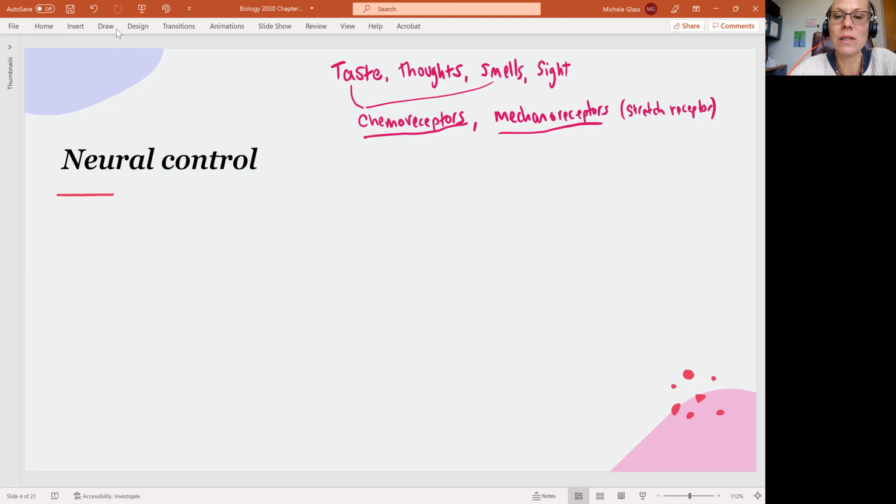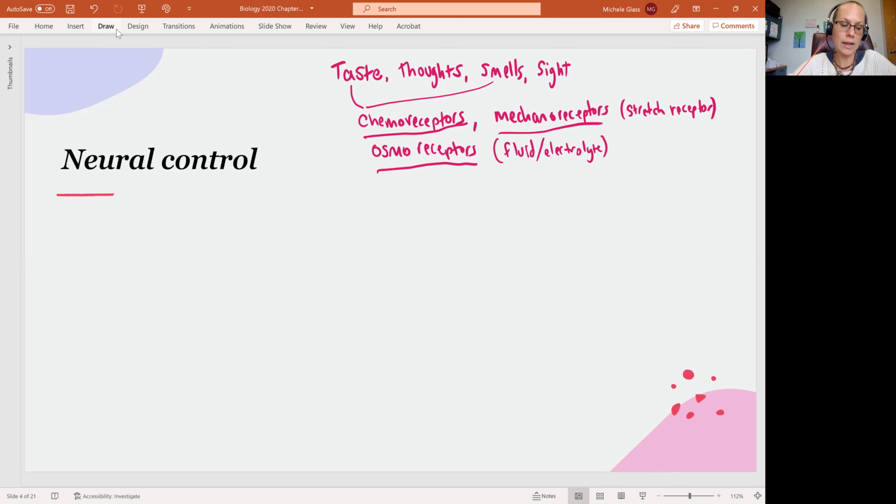And then we're also going to see osmoreceptors are going to be important. And osmoreceptors are talking about detecting osmolarity. And so this is talking about fluid and electrolyte regulation.